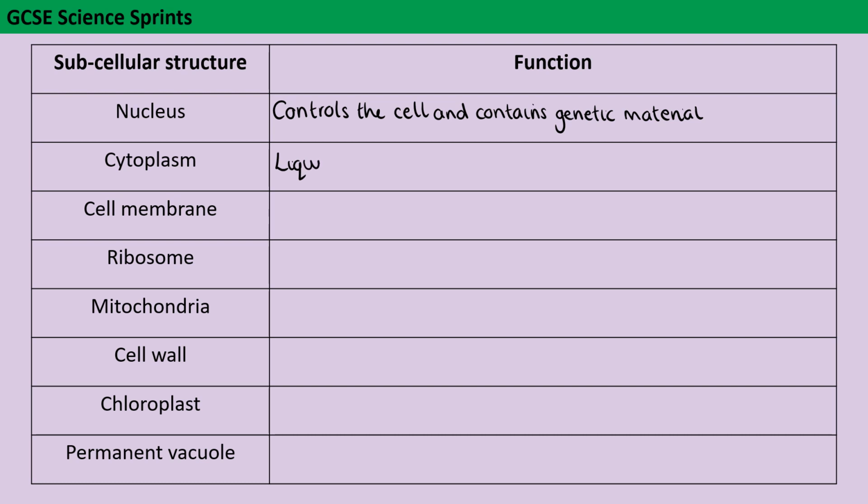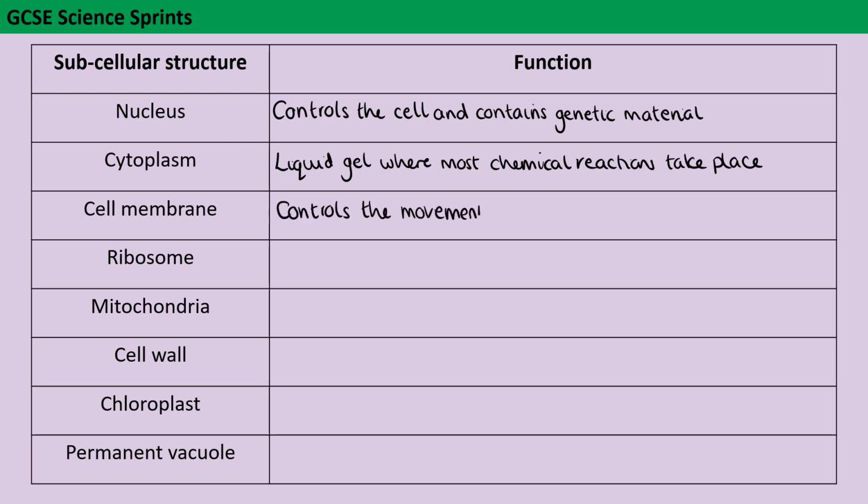The cytoplasm is that sort of liquid jelly, and that's where the majority of the chemical reactions in the cell are taking place. The cell membrane is going to control what can go in and out of the cell, so it's acting a little bit like a bouncer. And then the ribosomes are the site of protein synthesis. And synthesis just means making, so this is where the proteins are made, so things like hormones and enzymes.